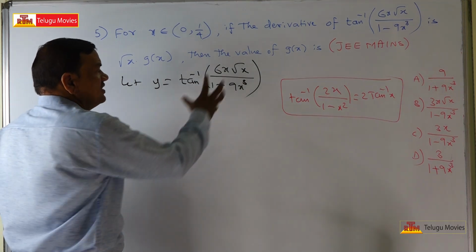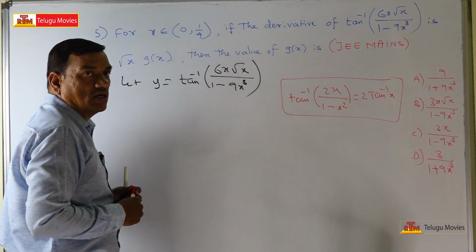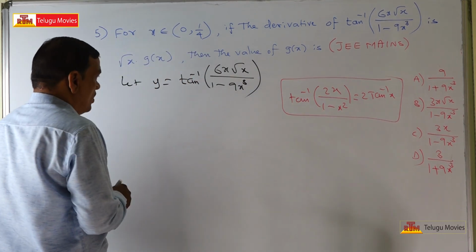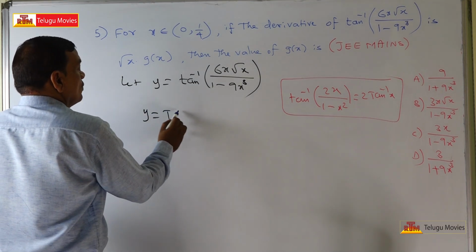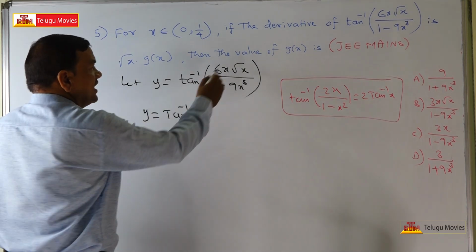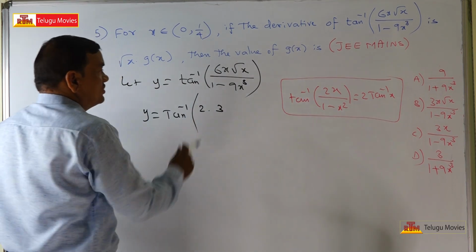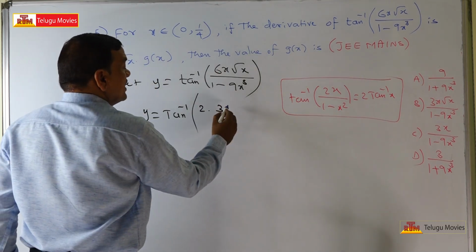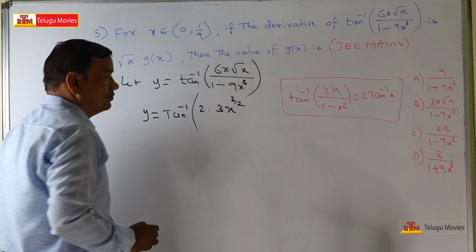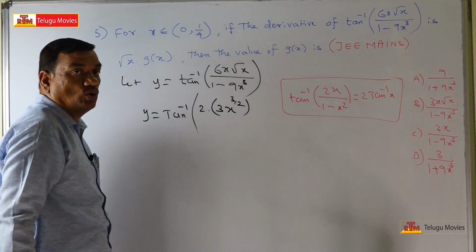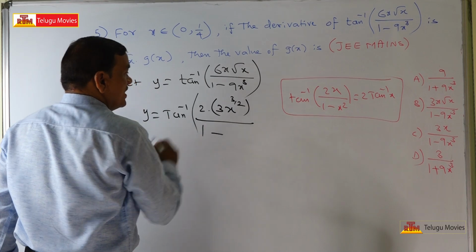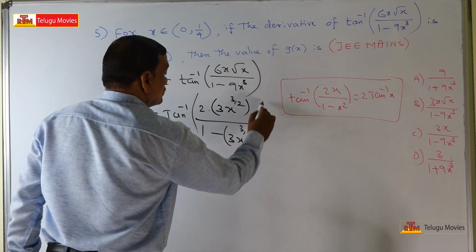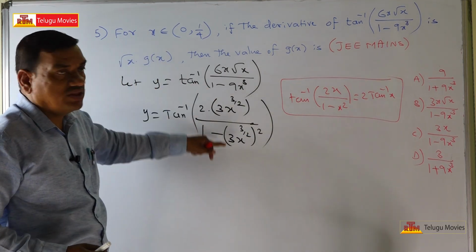Let us convert the expression 6x times root x by 1 minus 9x cube into this form. So y is equal to tan inverse of, can I write it as 2 into 3 times x root x? I want 2 here. 2 threes are 6, and x root x means x power 3 by 2. So this is your x, and 1 minus x square means 1 minus 3x power 3 by 2 whole square. Are both expressions the same?